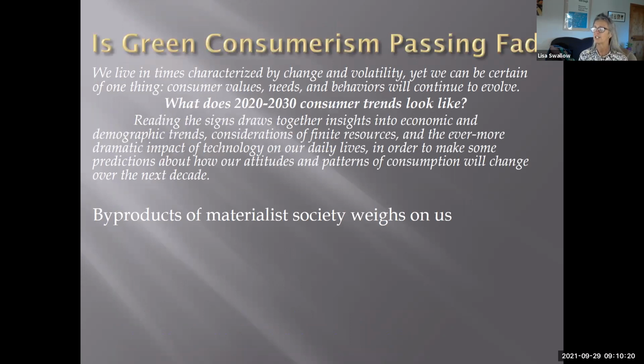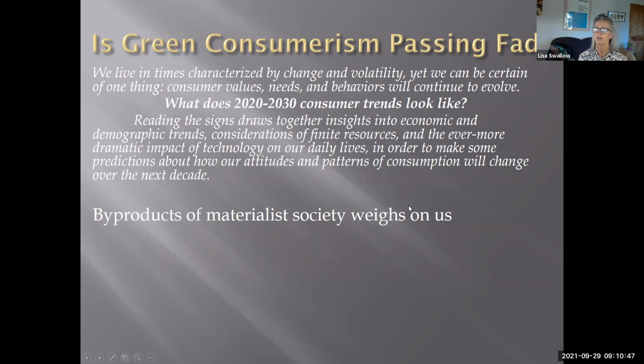Okay, and then the question is, is green consumerism a passing fad? And I'm just going to read this to you because I think it's important. We live in times characterized by change and volatility. Obviously, we've seen that so much the last 2 years. Yet we can be certain of one thing: consumer values, needs, and behaviors will continue to evolve. What do 2020 to 2030 consumer trends look like?